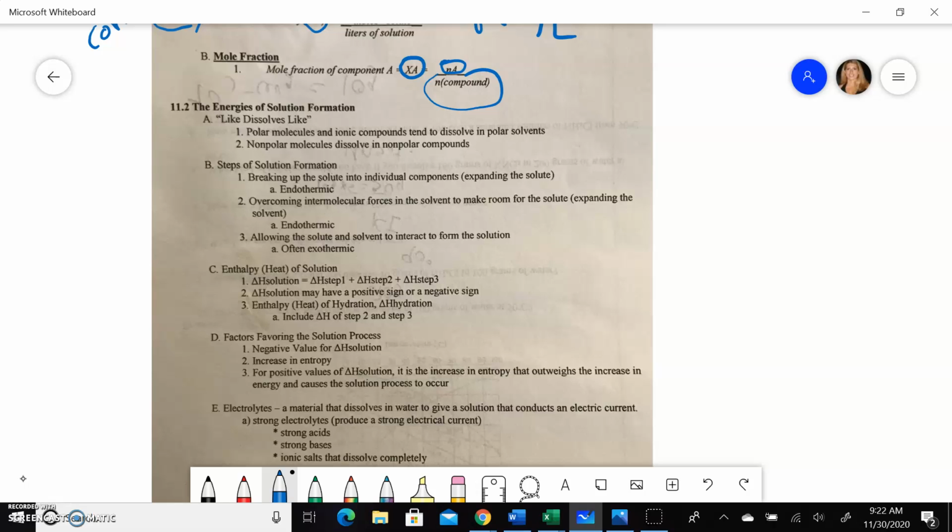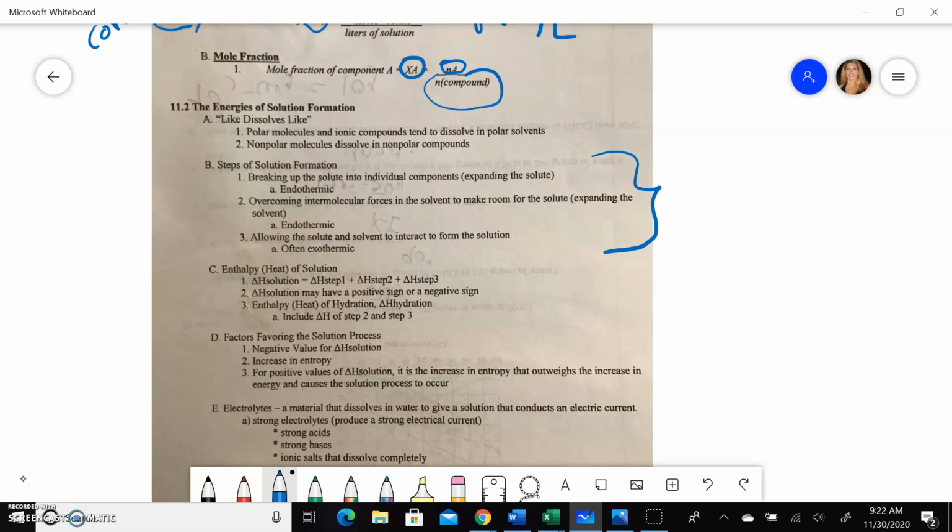Step B is kind of an important topic when we're talking about, like, if there's an essay question about how something dissolves. So there are several steps that have to happen in order for it to dissolve. So first of all, dissolving is complicated because it looks like something disappears.